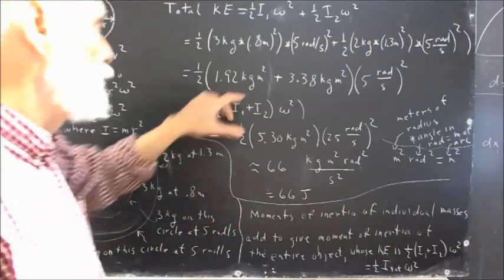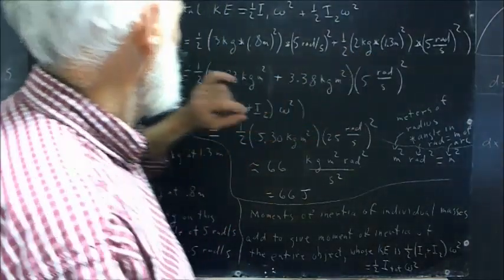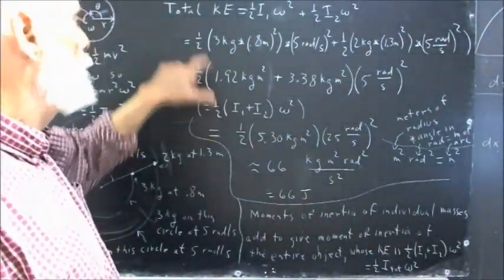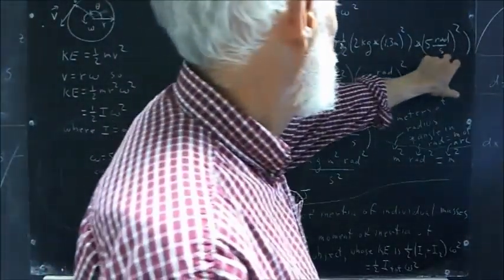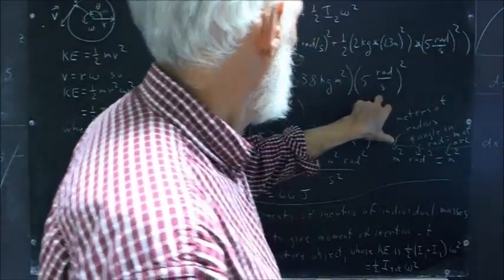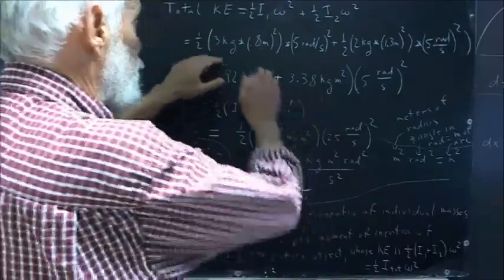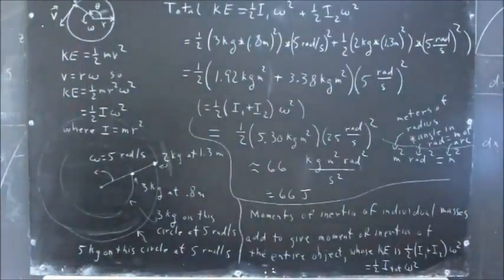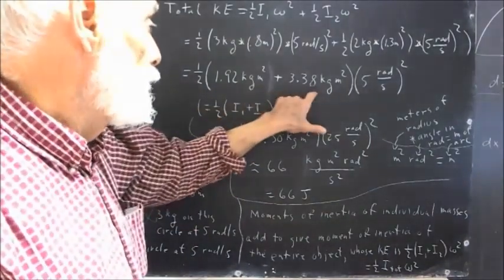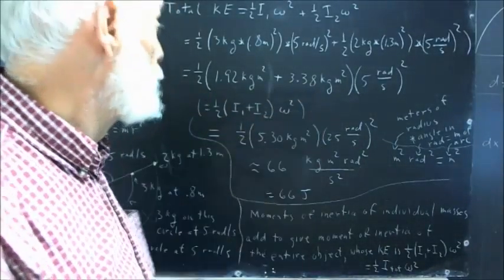But implicitly, I've factored these out. Well, what I've done is I've factored out the 1/2. Here it is. I've factored out the 5 radian per second quantity squared. Here it is. And what I've got left here is just this and this. That should be fairly easy to follow. So now I've factored it out and I've got my 2 moments of inertia.